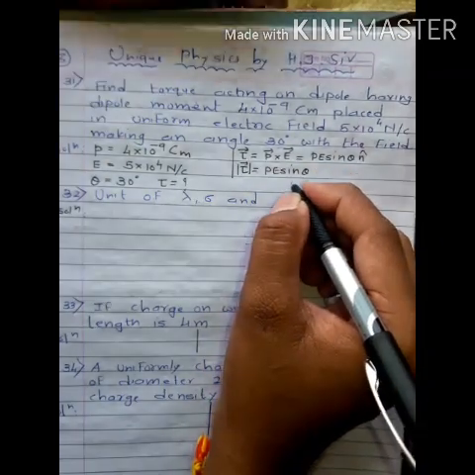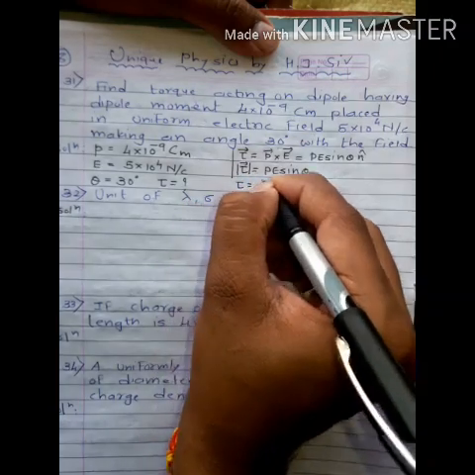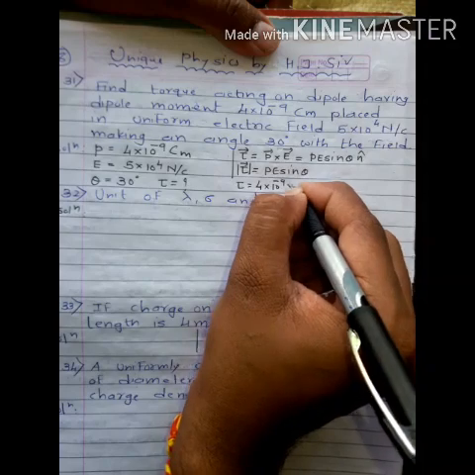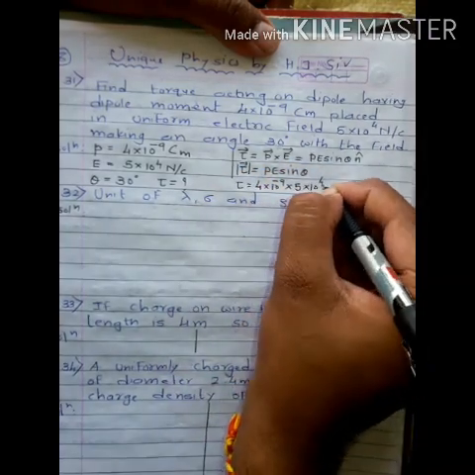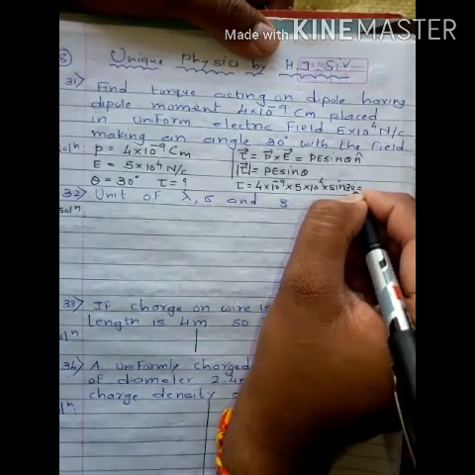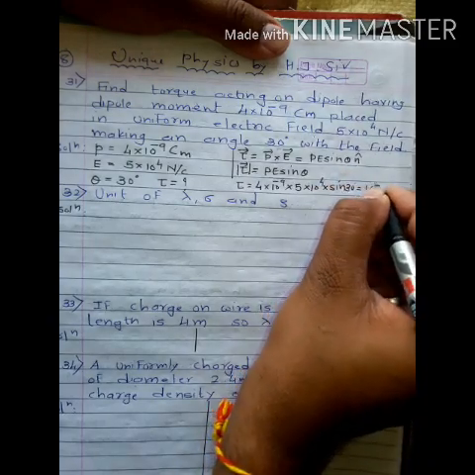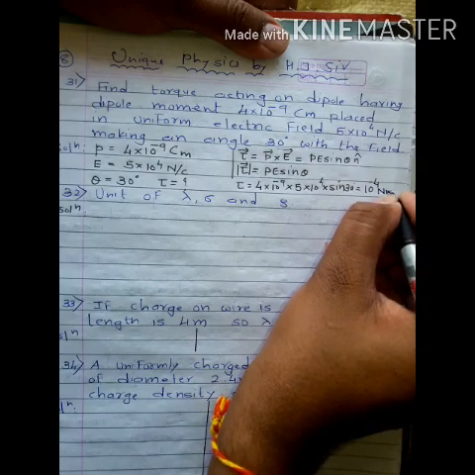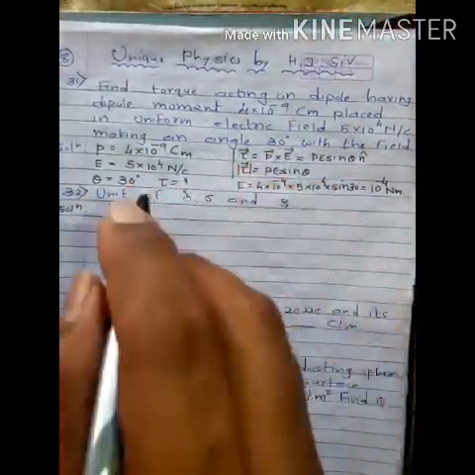We have value of P, E, and sin theta. So substitute all value P 4 into 10 raised to minus 9. Electric field 5 into 10 to the power 4 into sin 30 degree. Sin 30 degree is equals to 1 by 2. So find your answer. So your answer is 10 raised to 4 Newton into meter. This is your standard equation.